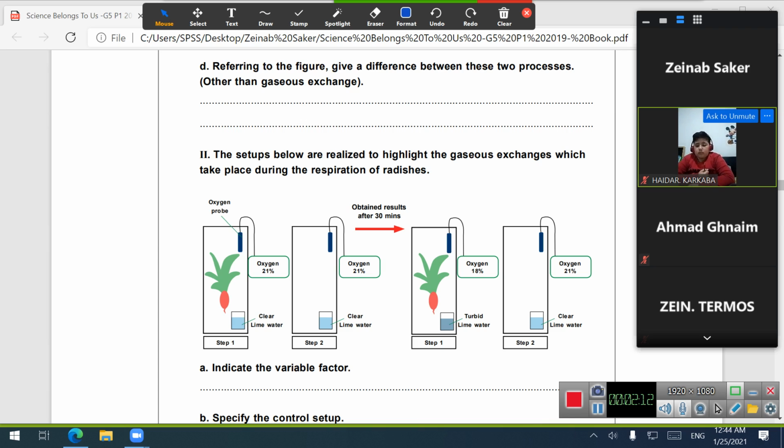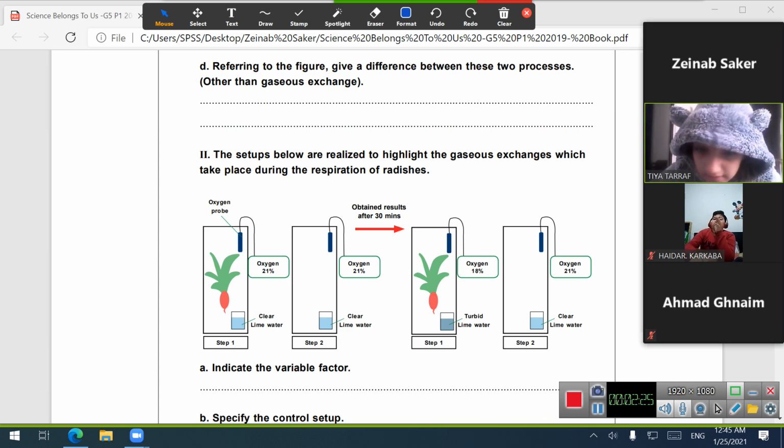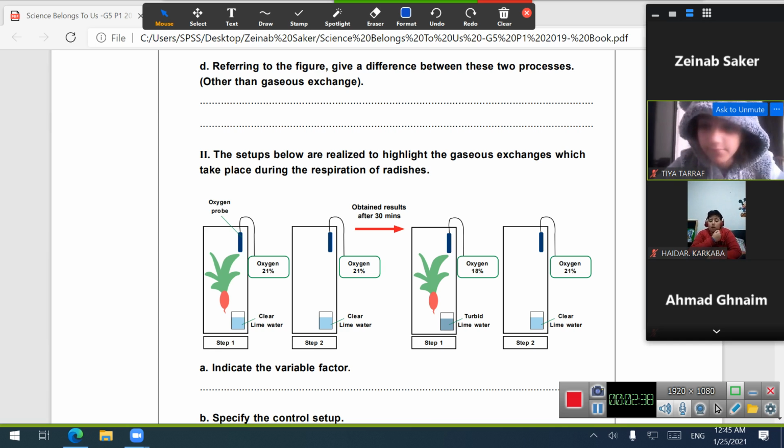But before we write, who can give me another difference? Okay, Tia, can you give me another difference? Respiration is for humans, animals, and green plants, but photosynthesis is only for the plant. Excellent, Tia. Thank you a lot.